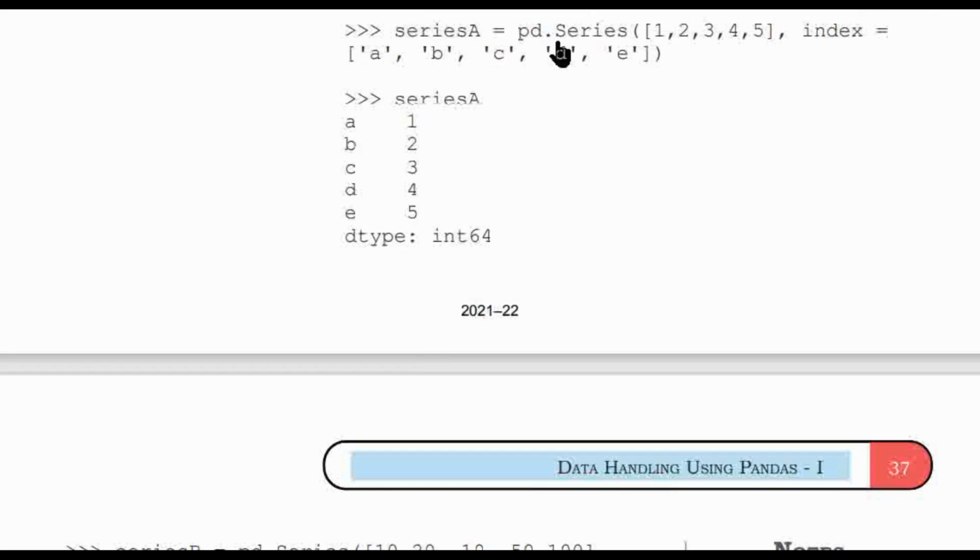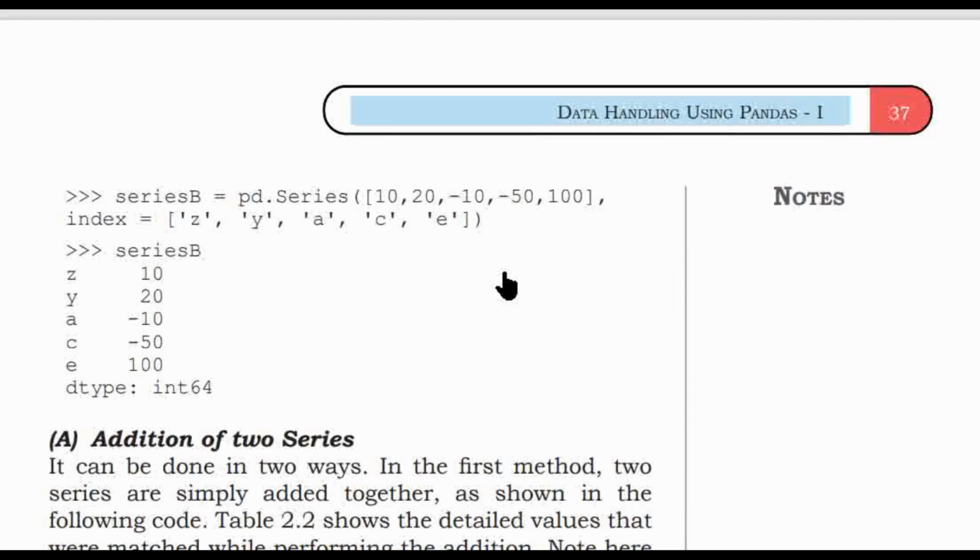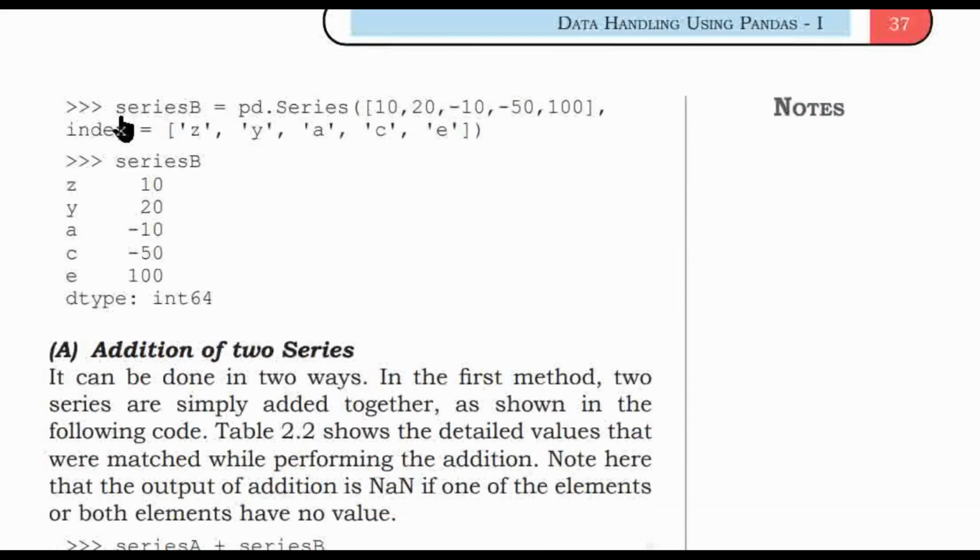Consider the following series A and B for understanding mathematical operations on series in pandas. Series A is pd.Series([1, 2, 3, 4, 5], index=['A', 'B', 'C', 'D', 'E']). The index is printed here: A, B, C, D, E, and the series is 1, 2, 3, 4, 5, with data type int64. Series B is pd.Series([10, 20, -10, -50, -100]), and the index is Z, Y, A, C, E. Series B is printed here with index Z, Y, A, C, E, and the values 10, 20, -10, -50 and -100.